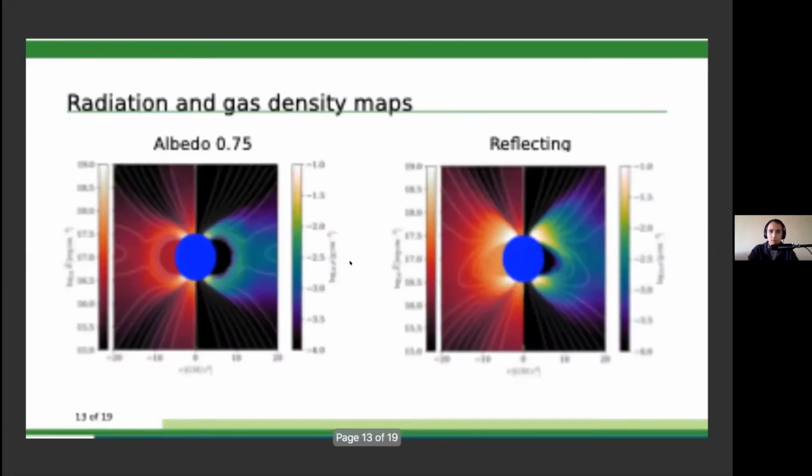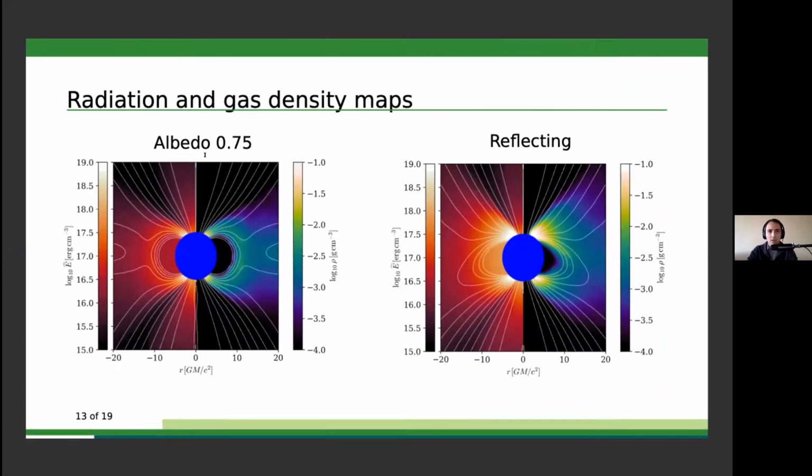Okay. So that was albedo 0.75. And then the pure reflecting. Now what happens when the pure reflecting is all of the gas can't go anywhere, so it just sort of piles up on the inner edge. And there's so much radiation that fills up this magnetosphere that it starts releasing some radiation bubbles. And that's why the magnetic field looks so warped here.